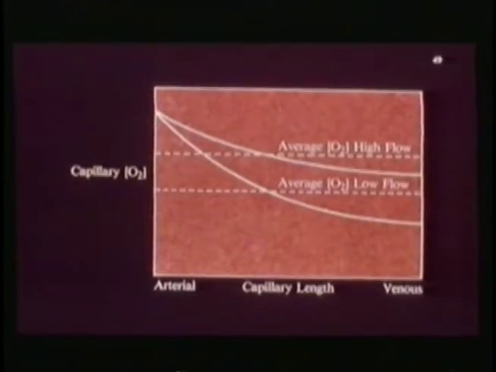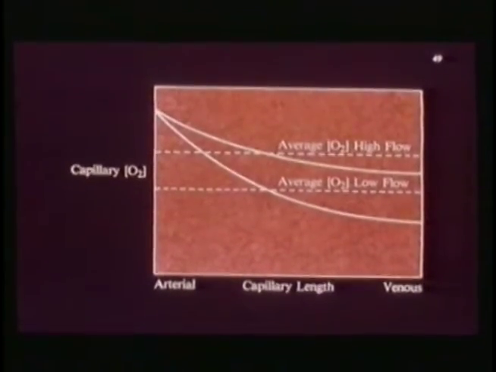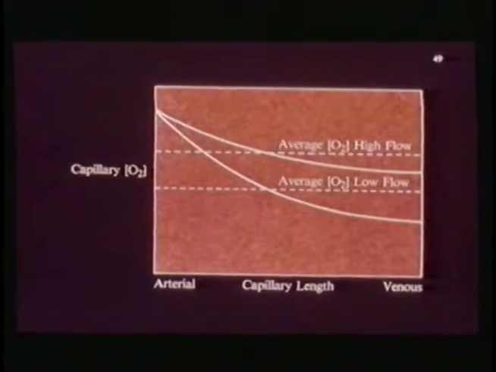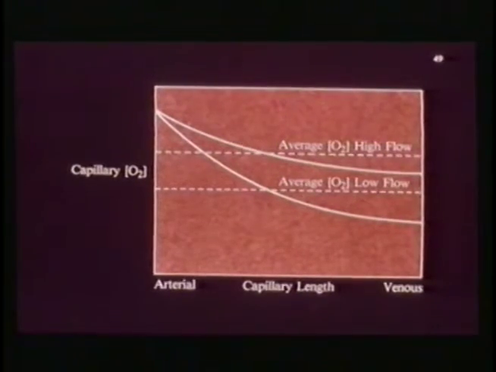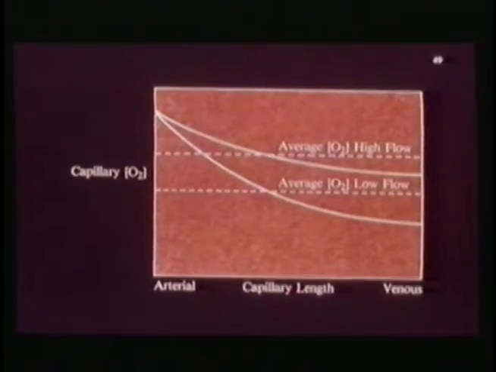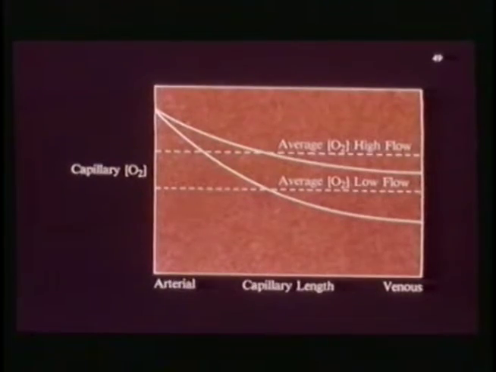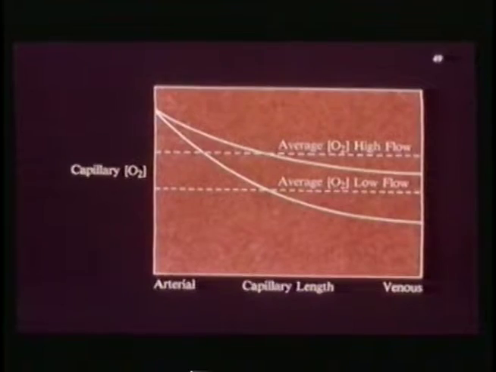49. This graph shows how intravascular concentration changes in high and low flow states. For example, if the concentration all along the capillary remains higher due to high flow, it follows that the mean concentration of oxygen in the capillary is raised. A higher concentration inside means that there is a larger gradient to drive oxygen diffusion into the tissues.